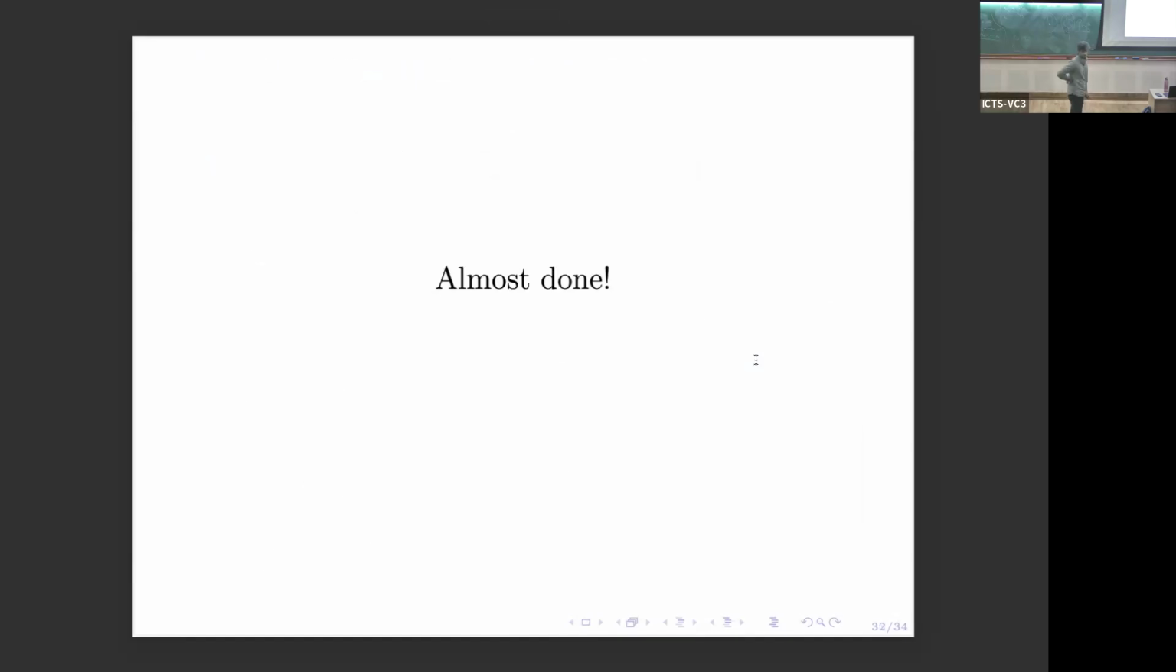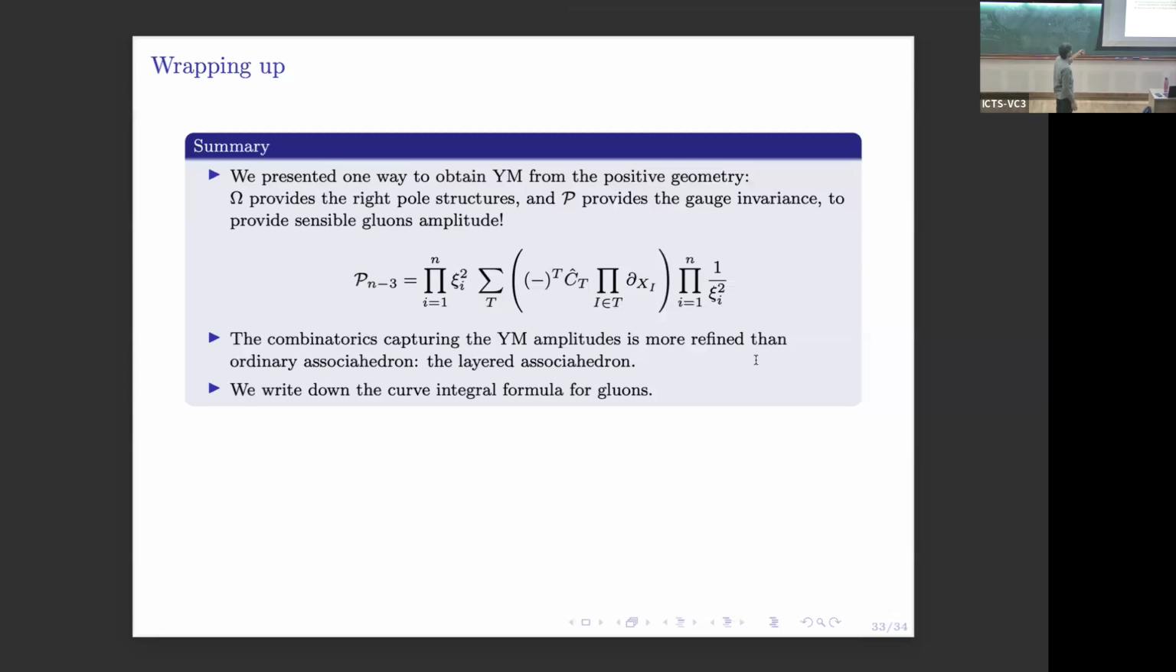Sorry, so I'm almost done. So this is the summary. So we presented one way to obtain Yang-Mills from the positive geometry. Okay, omega provides the right pole structure, and P provides the gauge invariance to provide sensible gluon amplitudes. And this is the P, as we've seen now. And the combinatorics capturing the Yang-Mills amplitude is more refined than the ordinary associahedron. Okay, and that is what the layered associahedron is.